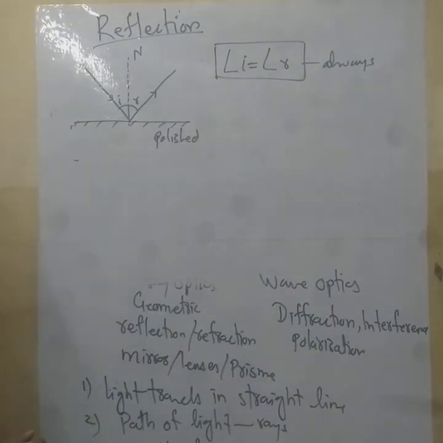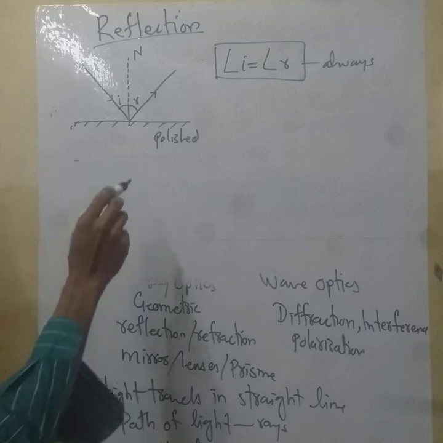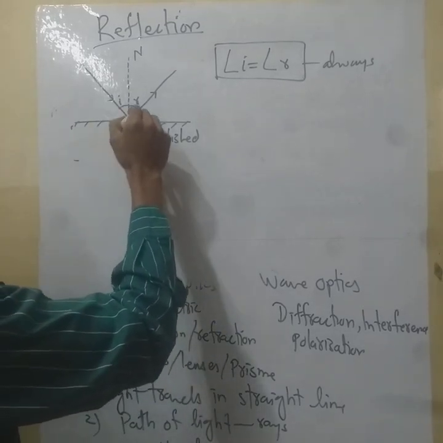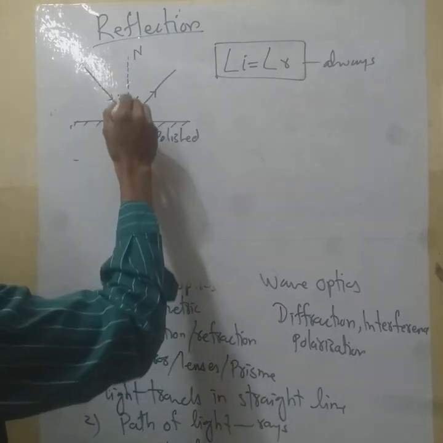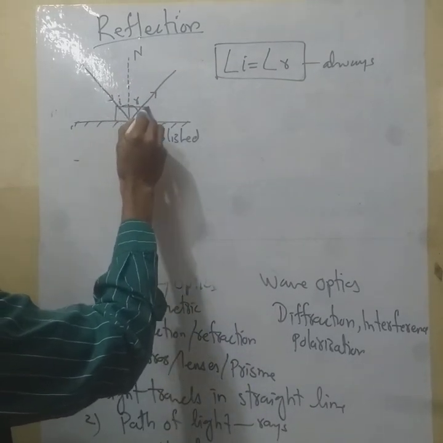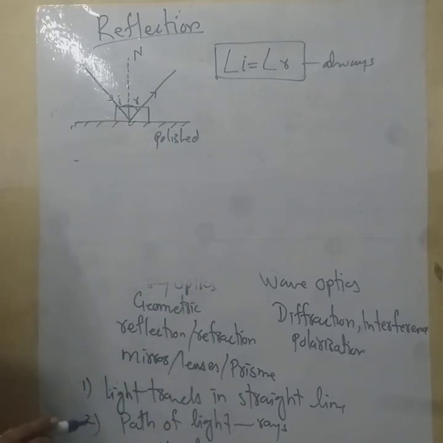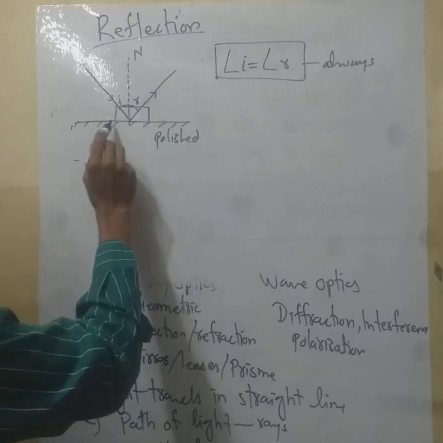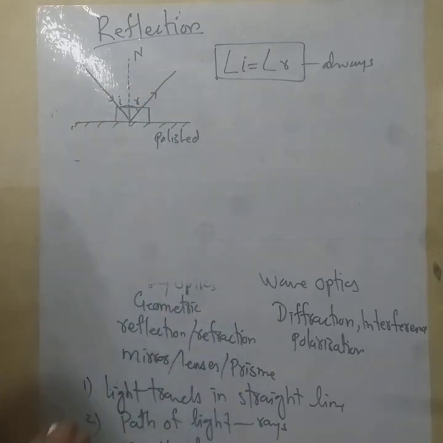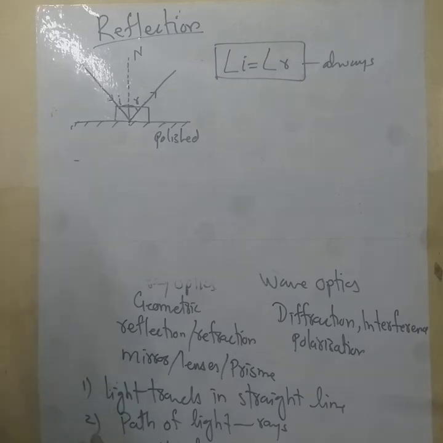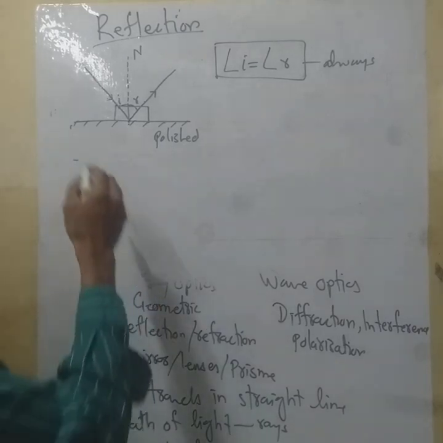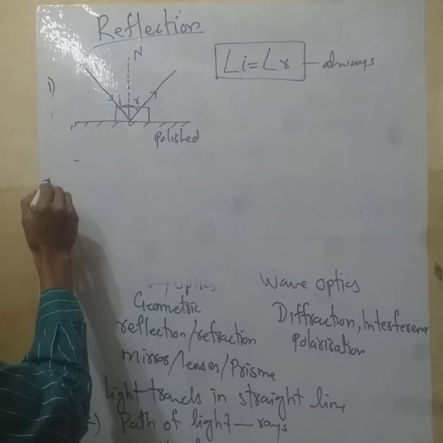Now second thing, here we note that the incident ray, the reflected ray, and the normal all lie in the same plane. Angle of incidence, normal, reflected ray, these all are in the same plane. So this is the case of reflection by a plane surface. This we term as case 1.